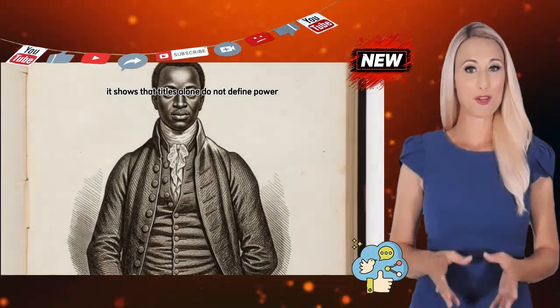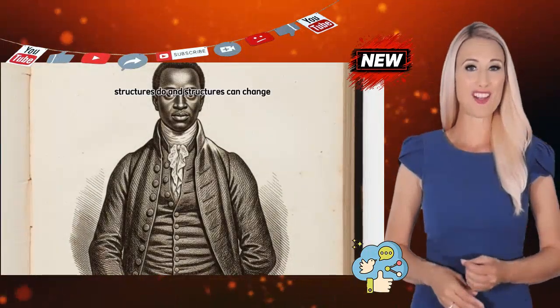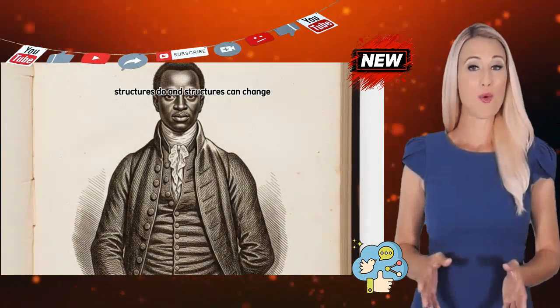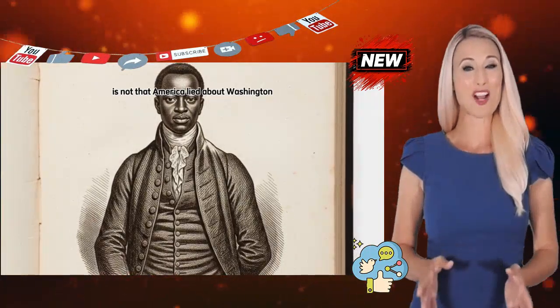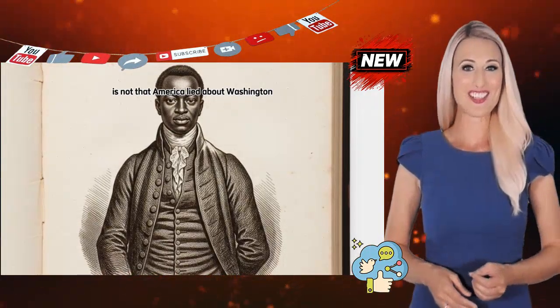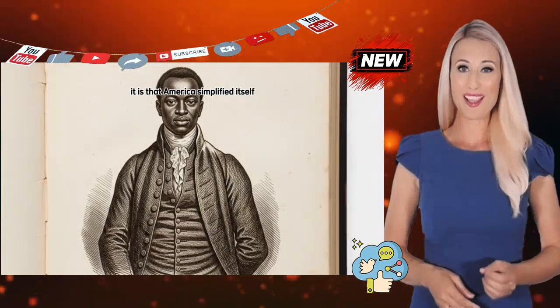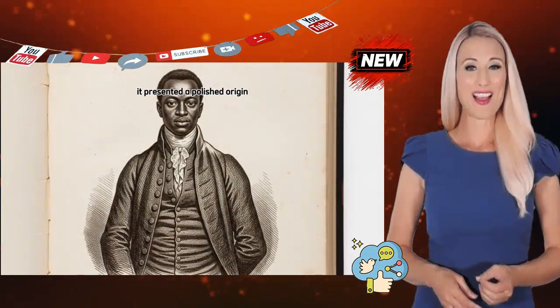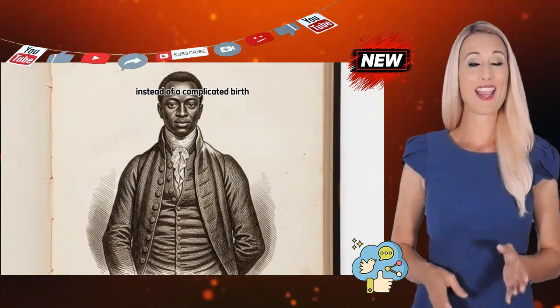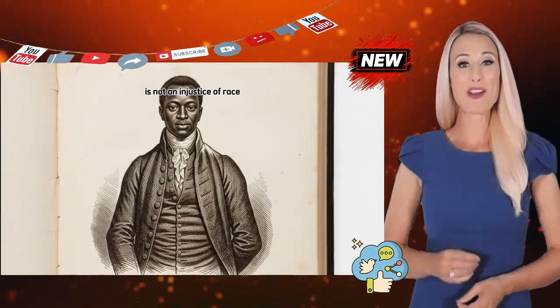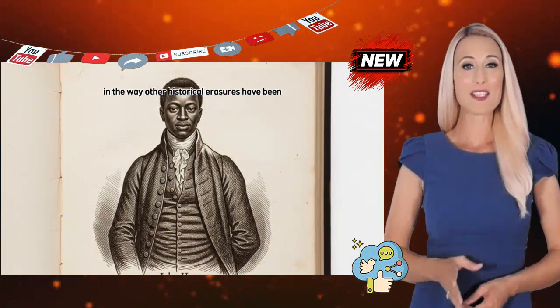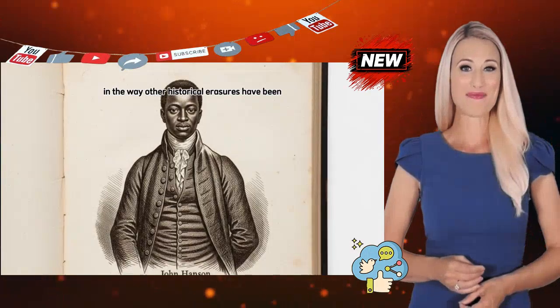In the end, the accusation embedded in this story is not that America lied about Washington. It is that America simplified itself. It presented a polished origin instead of a complicated birth. John Hanson's relative obscurity is not an injustice of race or suppression in the way other historical erasures have been. It is a reminder that institutional memory is selective. But selective memory shapes civic understanding.